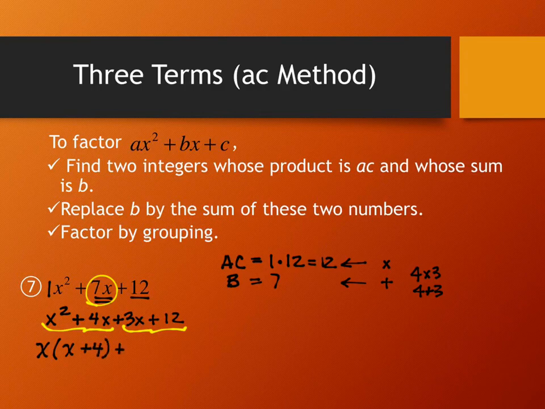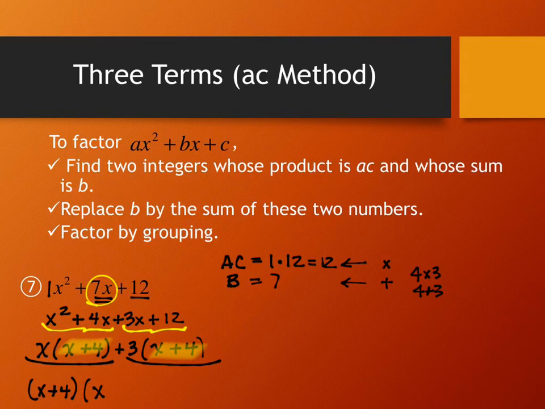3x and 12, what do they have in common? 3. So if I factor 3 out of 3x, I have x, and from 12 I have 4. And lo and behold, as predicted, these match. Okay? So again, with factoring by grouping, when I consider each of the components right now, they have an x plus 4 that matches. If I take the x plus 4 out of the first piece, I'm left with x. And if I take the plus 3 out of the second piece, I'm left with 3.